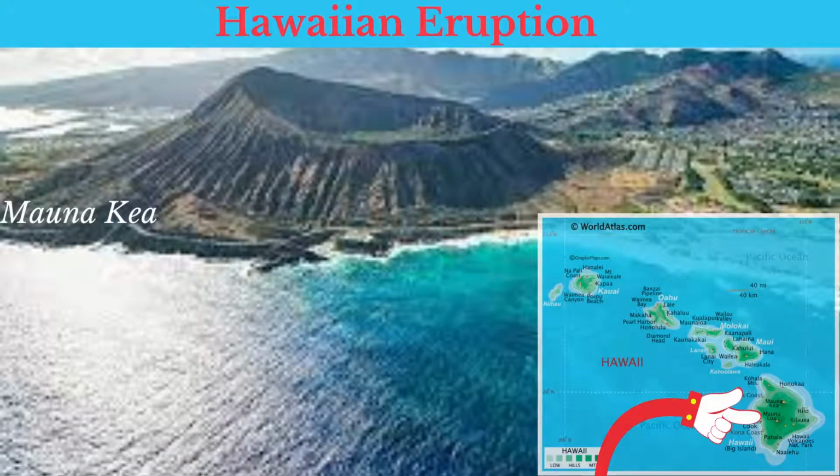The next eruption is named after the US state of Hawaii, which was formed above a hotspot or mantle plume in the interior of the Pacific Oceanic Plate. The photograph shows Mauna Kea, which is a shield volcano resulting from this type of eruption located on the big island of Hawaii.